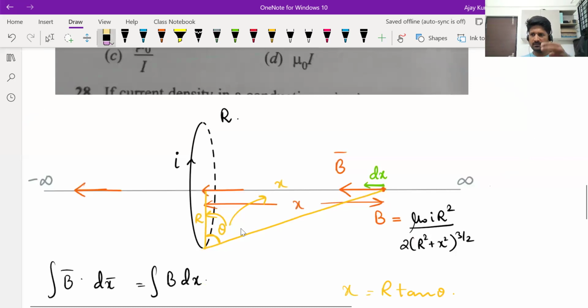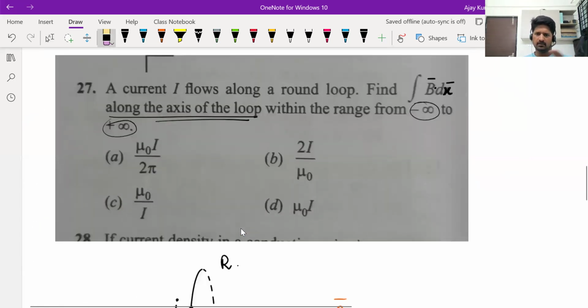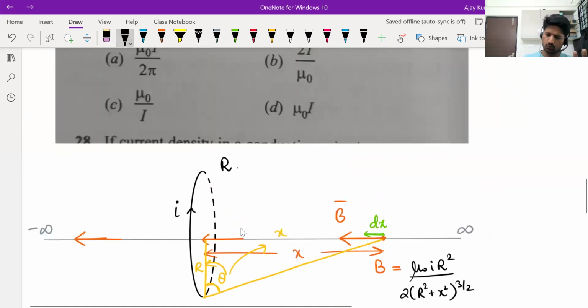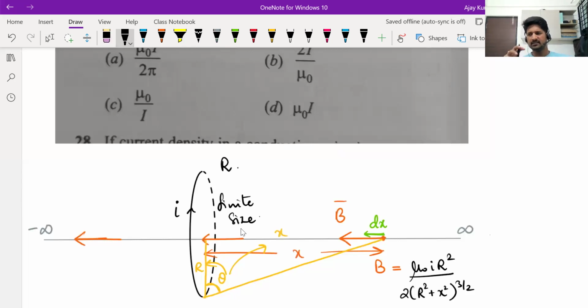It's a current carrying loop, right? Round loop. The loop is of finite size. Now tell me, a finite sized loop having a finite amount of current, how much magnetic field can it produce at infinity? Any answer?